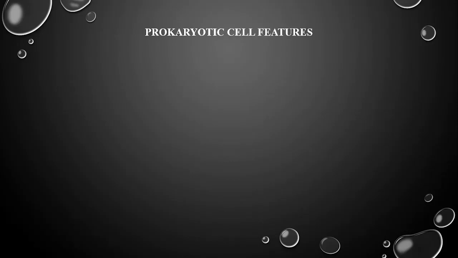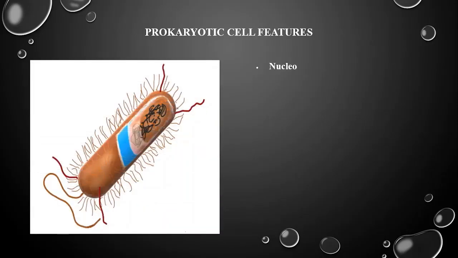Next, we will have a look at prokaryotic cell features. First one is the nucleoid. The nucleoid is a central region of the cell that contains its DNA. DNA consists of the genetic information for the development of prokaryotes. So, in this picture you can see the genetic material placed in a central area of the prokaryote, which is termed the nucleoid.